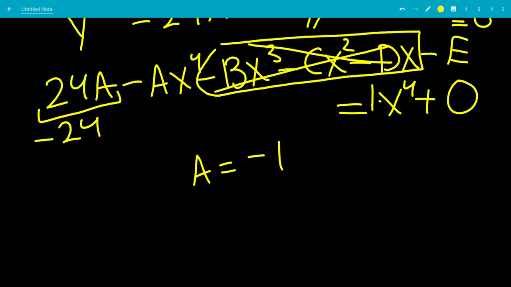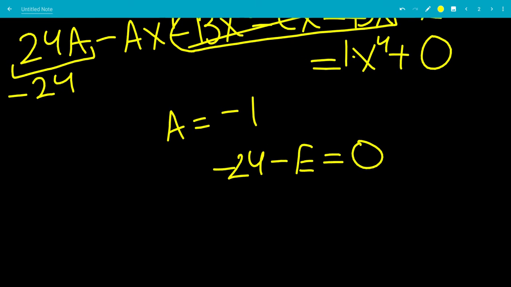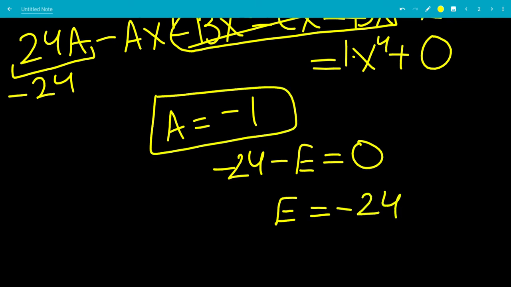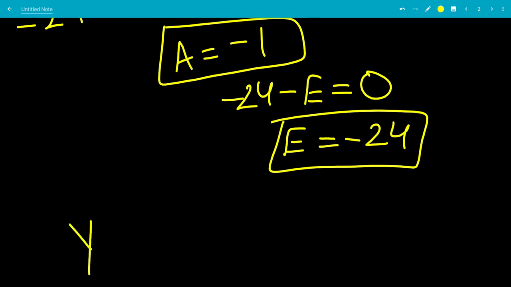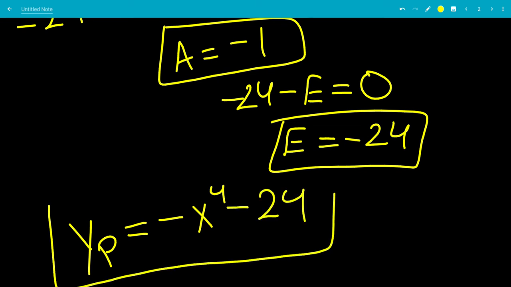So now looking at minus 24, we're going to have minus 24 minus e equals 0. So let's set them equal: minus 24 minus e is defined to be 0. Move e to the other side, so e will be minus 24. Okay, so we have a equals negative 1, e equals minus 24, and all the other constants are equal to 0. So our particular solution for y, yp, is ax to the fourth, which is negative x to the fourth, plus b, c, and d, which are equal to 0, and then finally e is minus 24. So that is the particular solution.